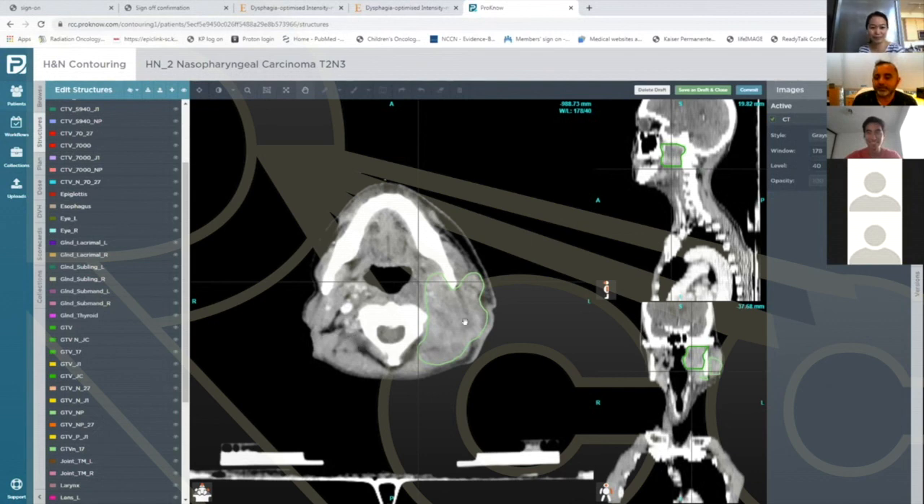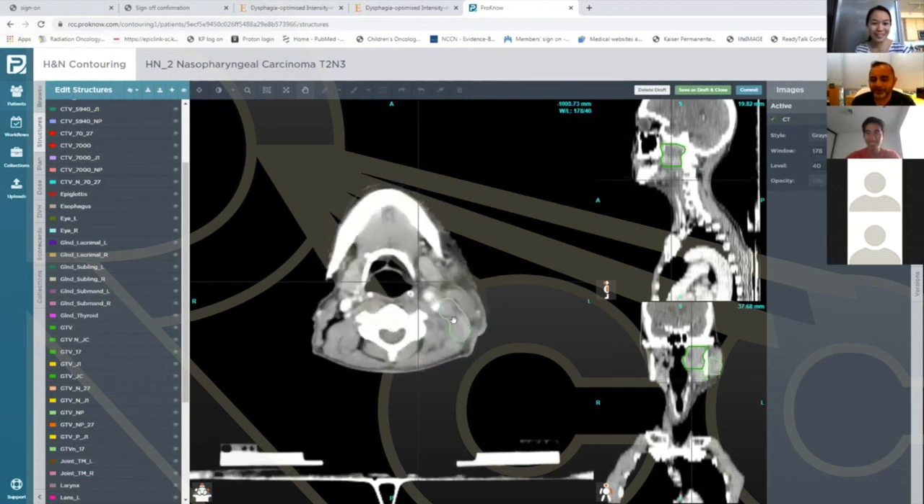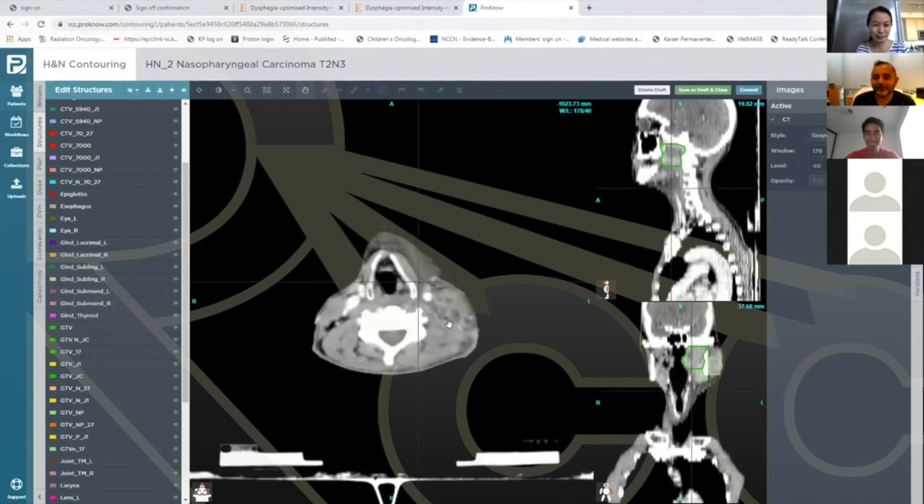And you can see that these are the deep cervical musculature, and you can see this is all tumor. And so I think that number 17, you did a great job of contouring. Pretty much most of this you contoured very, very well. I thought this was really well done.